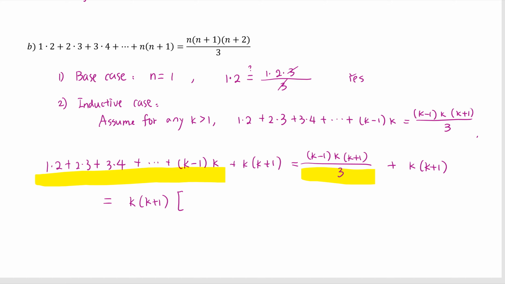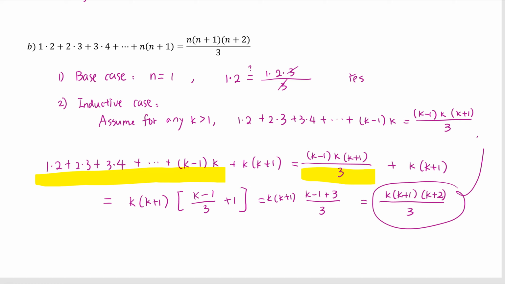Okay, so continue. So what's left? k minus 1 over 3, and this is 1. Let's take the common denominator, which is 3, then we have k minus 1 plus 3. So that is k plus 2. So far, so good, everybody. Let's see, does this match? Yes, it matched. We just replace k by n, then we get the original equation, right?